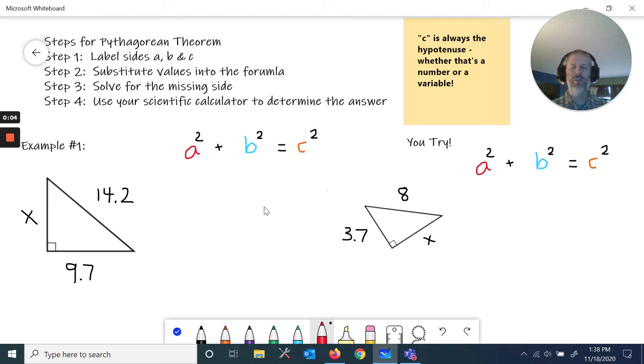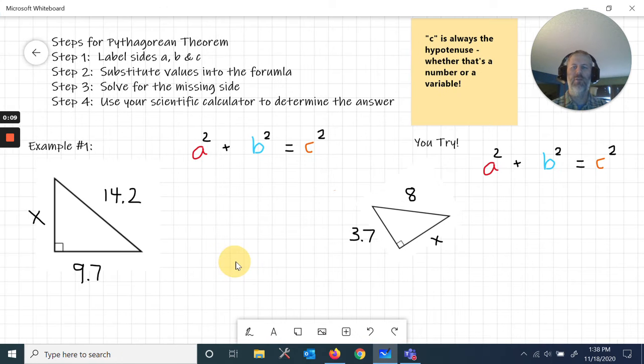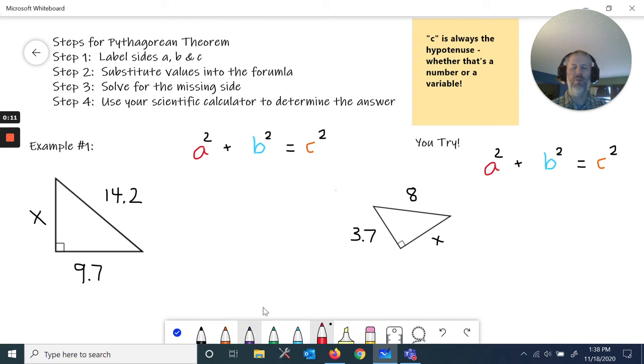And in today's video, I want to talk about the Pythagorean Theorem again. I just want to give you a chance to look at the steps for the Pythagorean Theorem one more time and solve for a missing leg. Okay, so your steps are there, and you can refer to the last video for some more how-to if you need it.